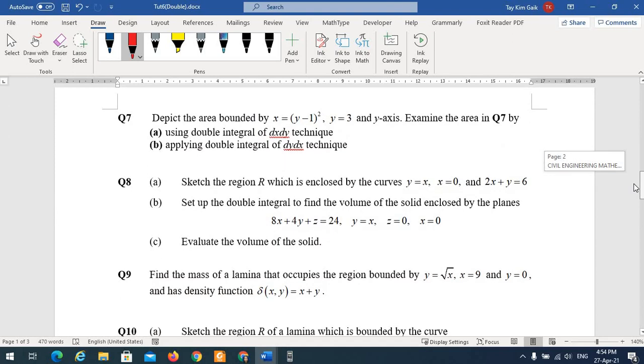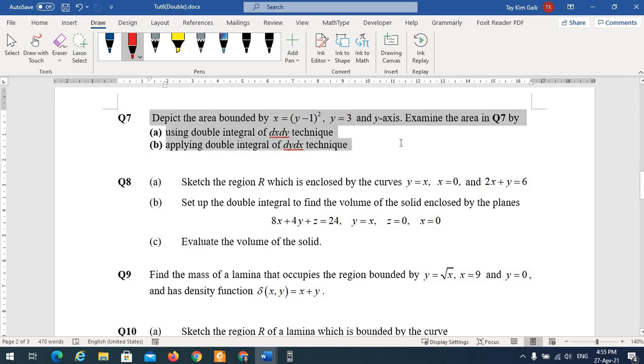Question 7 again. Depict the area. Draw the area bounded by the curve x equals y minus 1 squared, and y equals 3, and the y-axis. Then examine the area in question 7 using dx dy and dy dx. Back to the area.